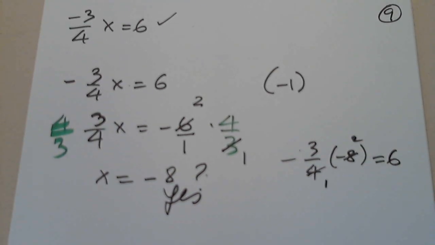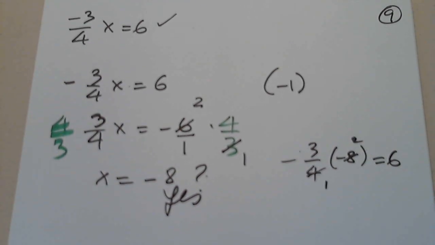Any questions? Yes, Nadi, go ahead. Oh, you lost me really fast. Oh, which part? So 8 times 3 is 24. 4 on 4. Okay, I get it.